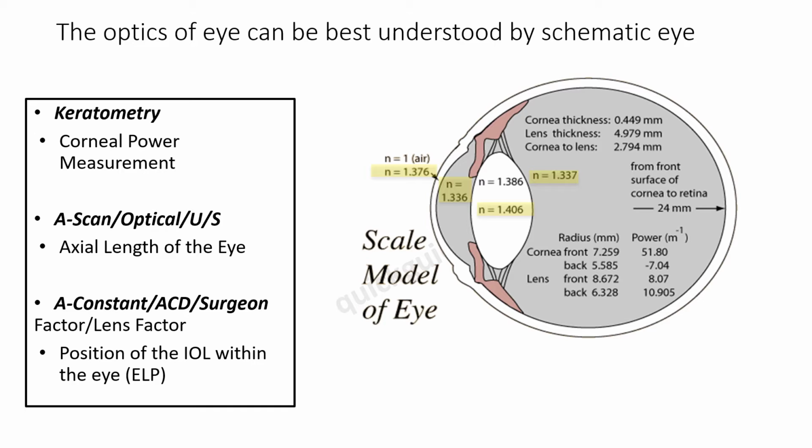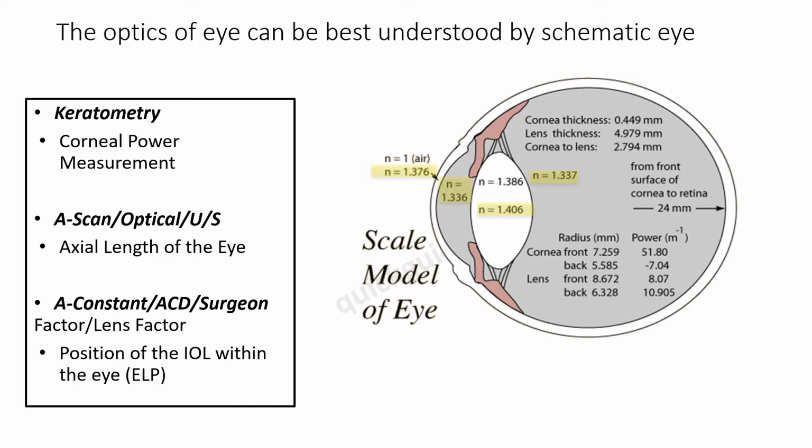What you see in this picture is a model eye, and one of the most famous model eyes was the Gullstrand eye. The Gullstrand eye gives us the refractive index and the radius of curvature of the cornea and the lens. It also gives us the refractive index of the other mediums of the eye, for example, the aqueous humor and the vitreous humor.